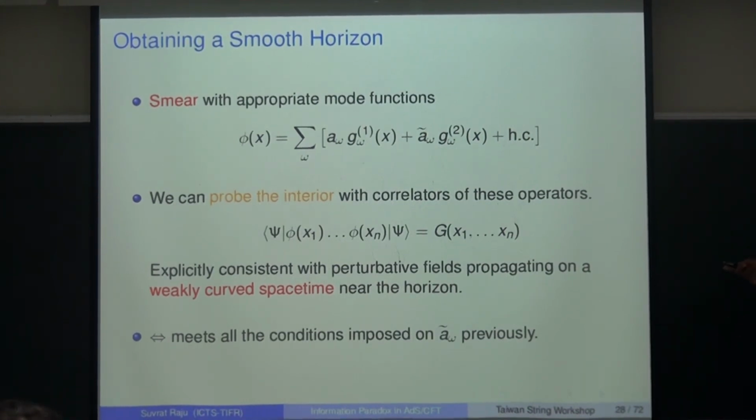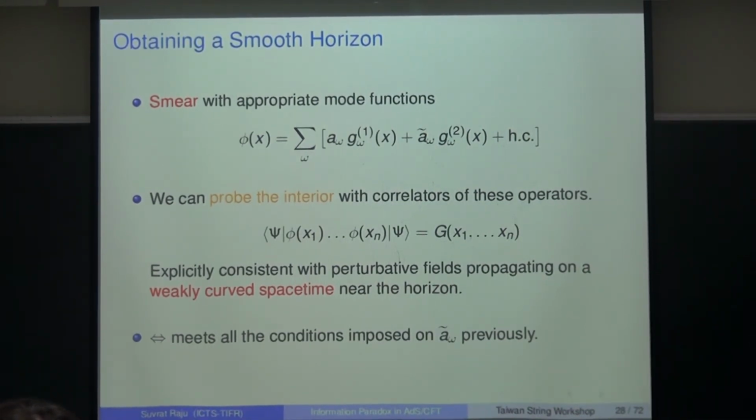The claim is that if you take these operators that I defined, these A tilde operators, and you smear them with appropriate mode functions, which are just functions of some coordinates, then this operator is some operator in the CFT, because A is an operator in the CFT and A tilde is an operator in the CFT. And the claim is that if you measure correlators of this field phi in generic states, then it does satisfy the condition I placed yesterday, which is that these correlation functions are indeed the same as semi-classical Green's functions as computed by bulk effective field theory about a black hole background.